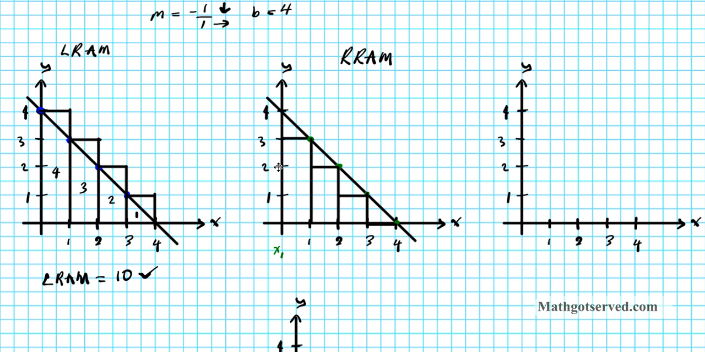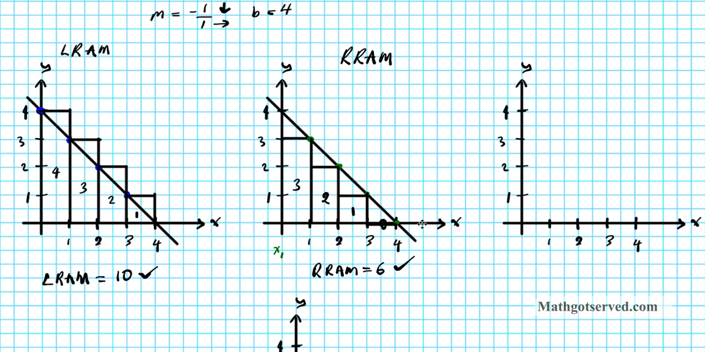Okay, and then if we want to see what the area is here, this has a height of 3 times the width of 1, 3. This has a height of 2 times the width of 1, 2. This has a height of 1 times the width of 1, 1. This has a height of 0 times the width of 1, so area of 0. Okay, so RRAM is simply going to be the sum of these numbers, 3 plus 2 plus 1 plus 0, which is equal to 6. So we can see that the initial answer we got is in fact correct.